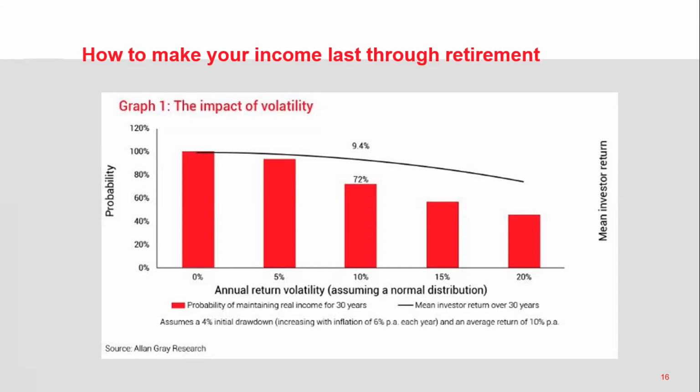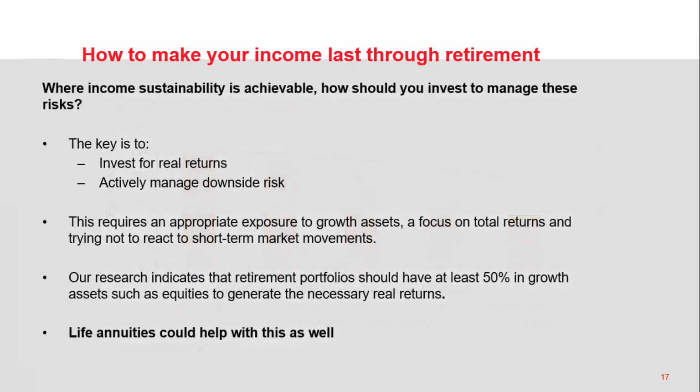Accounting for these risks, it becomes clear that the achievable real return and starting income levels are more limited than what was shown in table 2. So basically, to summarize it, how do we go about managing the risks I spoke about above?